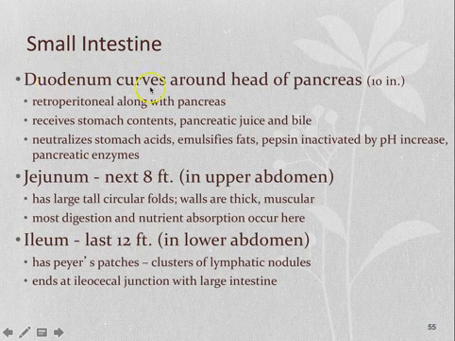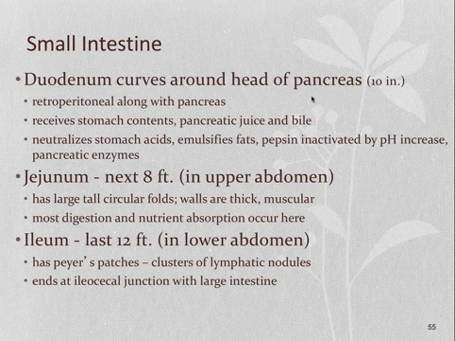So the duodenum is going to curve around the head of the pancreas. You'll see there's sort of this C-shaped curve that it does. It goes around the head of the pancreas. We saw that a little bit a while back when we talked about the pancreas. It is retroperitoneal along with the pancreas.